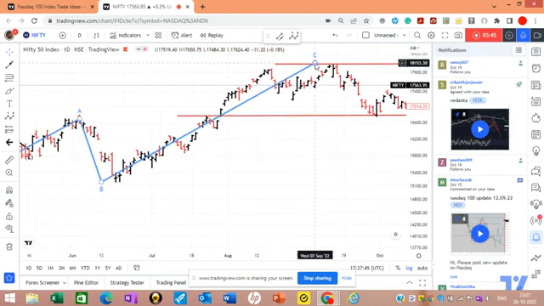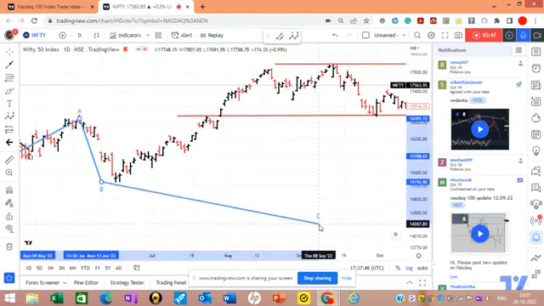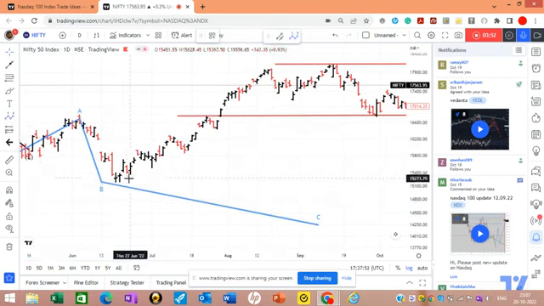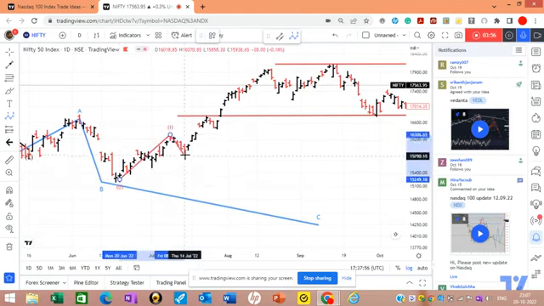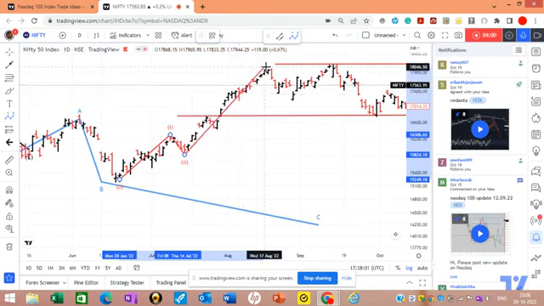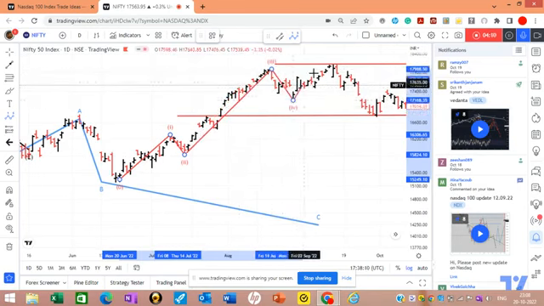So this C wave will be like this: one, two, three, four, and five. First wave, second, and one, two, three, four, and five. One, two, three, four, and five. This is the third wave. This will be fourth ABC correction and fifth wave. That's the end of fifth wave.